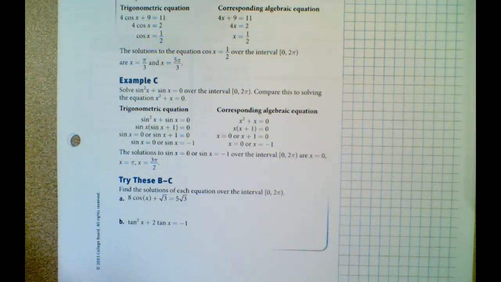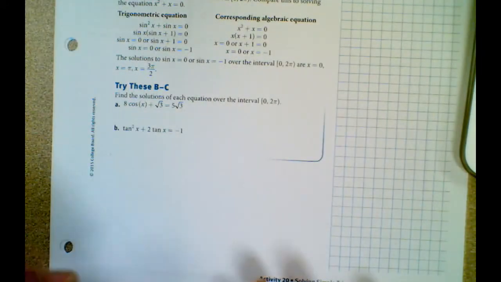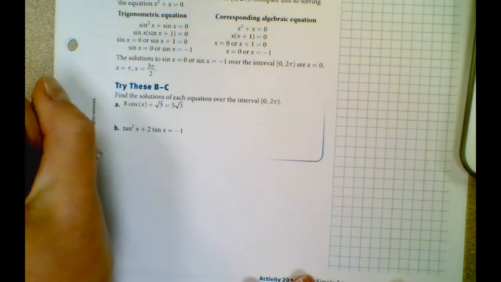So it says find the solutions of each equation over the interval from 0 to 2 pi. So we know we're looking from 0 over to 2 pi. On the front side, that was just kind of to get us started, so don't get too caught up on the 2 pi and the pi. That's just more for general solutions. Now we're finding the exact solution, okay? So letter A, let's do that one over here.